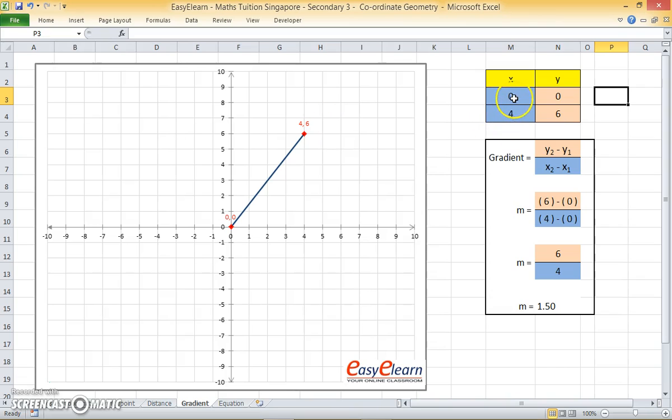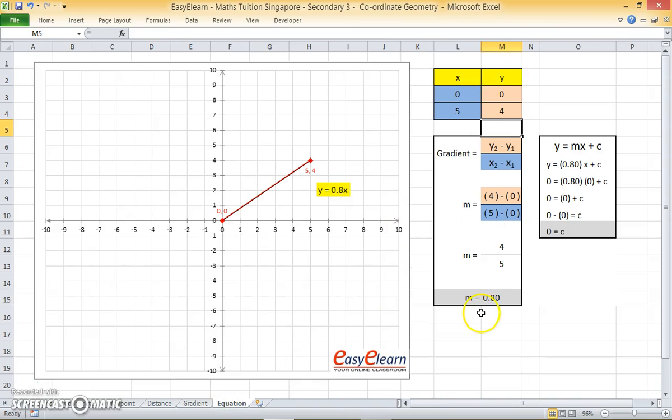For example, if we draw another line here, to (6, 2), you can see the gradient is minus 2 with the same calculation. So the line goes down. Gradient always measures the steepness of the line. It is y2 minus y1 divided by x2 minus x1. Once you know the gradient, you can also calculate the equation of the line.